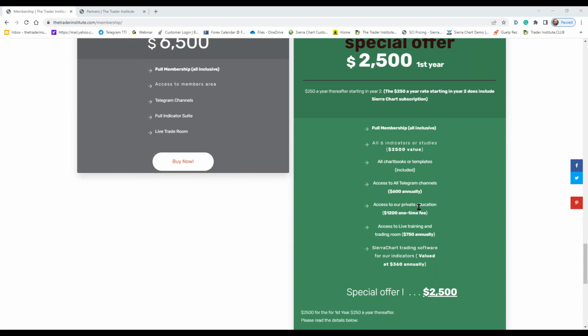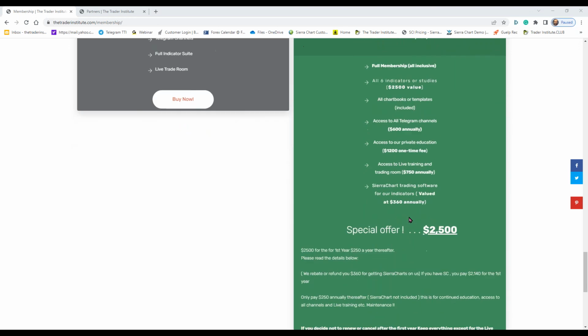But after the first year, it's going to be only $250 a year, and this is only for maintenance. So if I update my indicators, or if there's a mistake with an indicator, of course I have to pay my programmers. It's maintenance basically, to help you and to improve you. The second year, I don't pay for Sierra Charts because I'm already giving you $250 only for the year. You cancel after the first year.